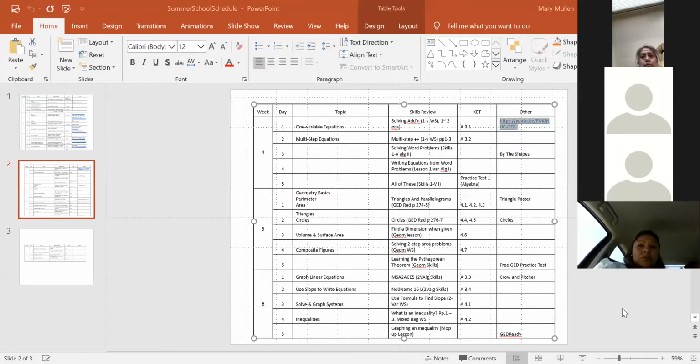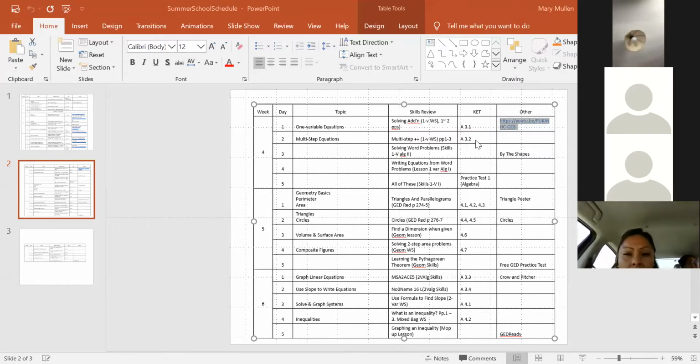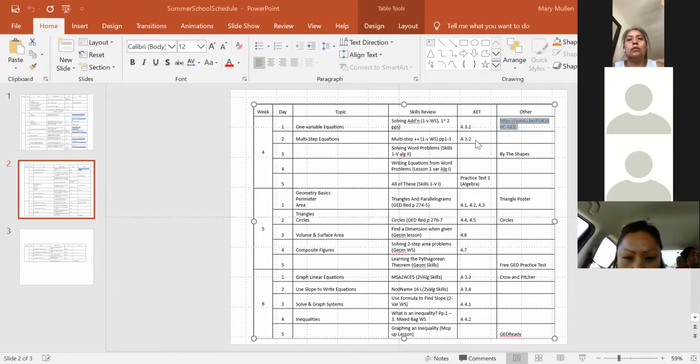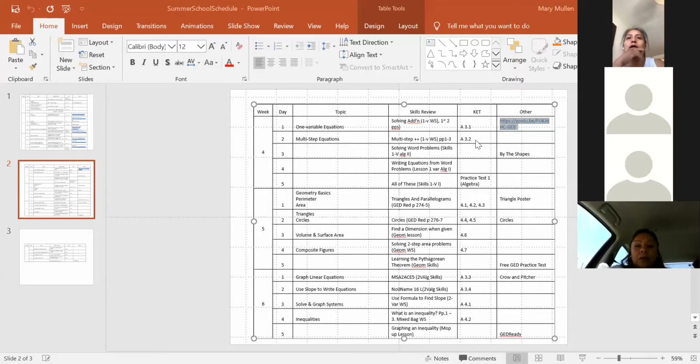Okay, so here's the schedule that I have been following, sort of. We're in week 4. This is day 2. We did multi-step equations, and the KET lesson is in the algebraic reasoning section, 3.2. And I can send that out to you. I'll send it out in an email. I always promise. Awesome. Thank you. You're welcome.